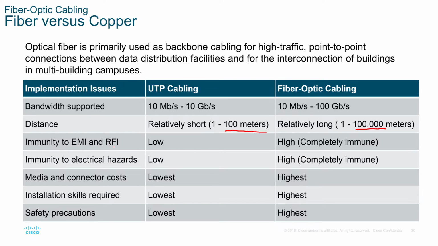Again, immunity to EMI and RFI. Copper has very little immunity. But as far as the connector costs and the skills, it's the lowest. It's the easiest to put together. Fiber, again, I would not say completely immune, but in our everyday use for our network, yes, that's probably a true statement. But it is immune to EMI and RFI. It's also free of electrical hazards because the fiber does not conduct electrical signals.